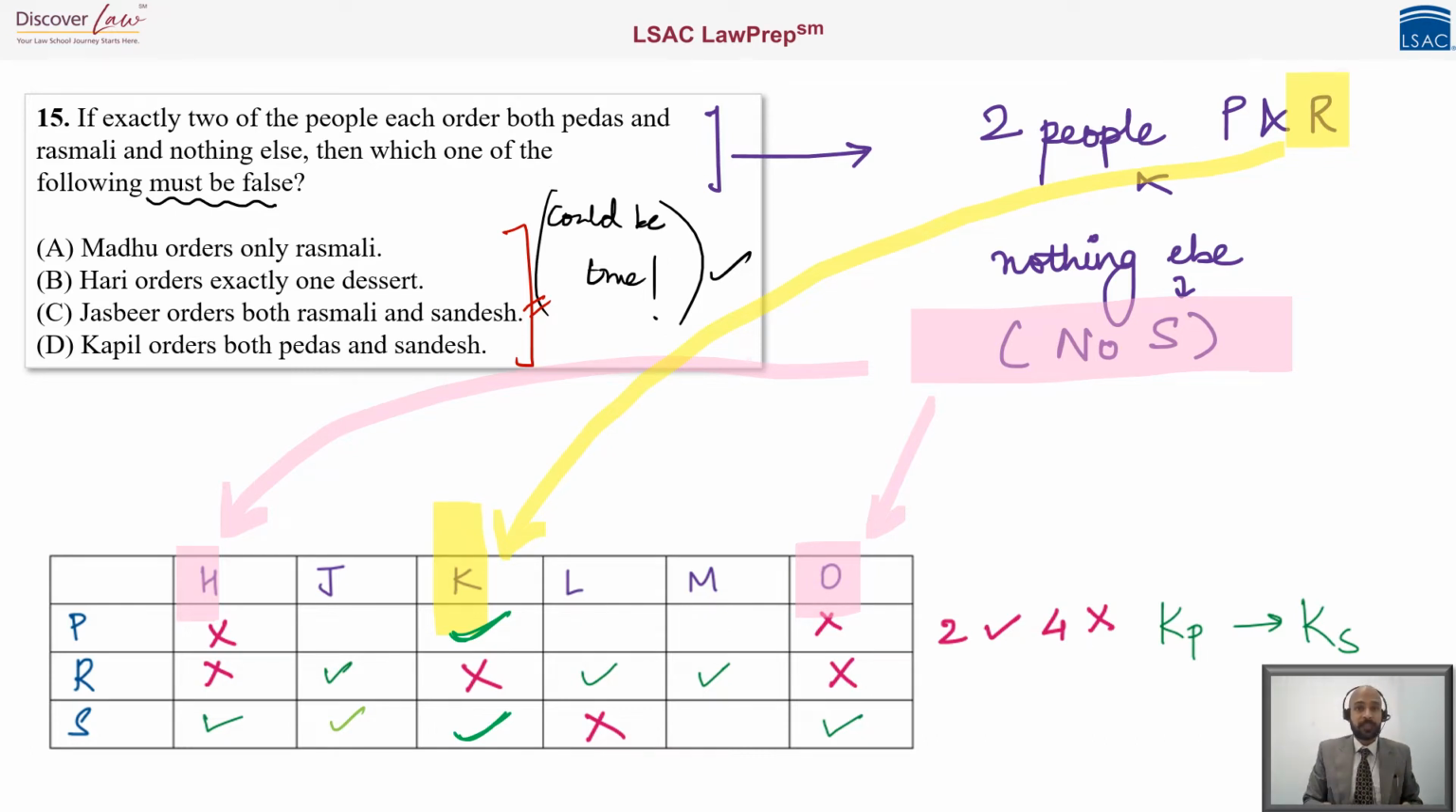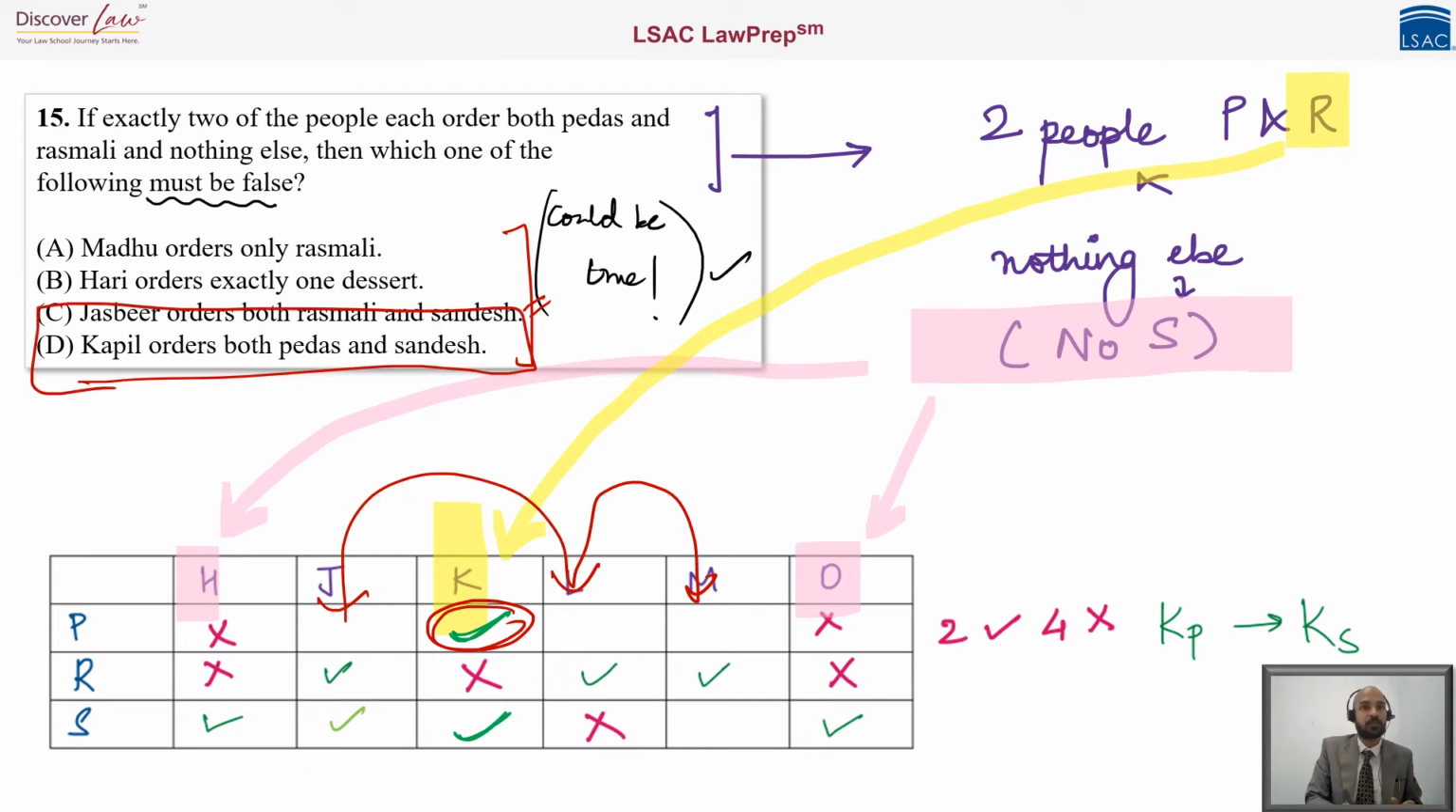The problem is that in addition to K, we have two more people out of these three who will have to order P, right? Let us say any two of these order P. Then you will have a total of three tick marks for P, but we know that only two people order P and four do not. So it is not possible for K to order P, and therefore K cannot order P. In all conditions this has to be false, and therefore option D must be false. A reasonably challenging question.